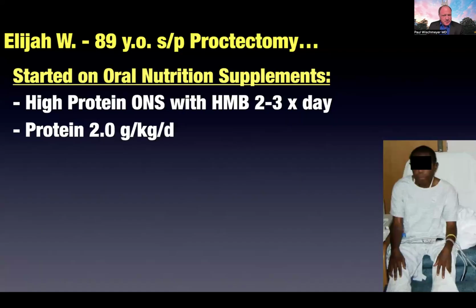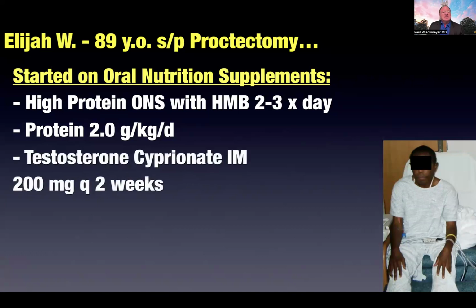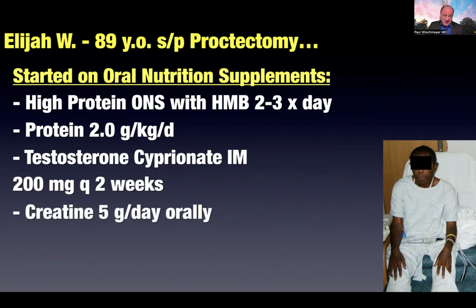So we started him on a high protein ONS with HMB after he was able to take oral nutrition, 2 grams per kilo of protein, testosterone IM 200 milligrams every 2 weeks. Started him on creatine. We were able to get it. Julie Thacker helped us get it. We repleted his vitamin D.